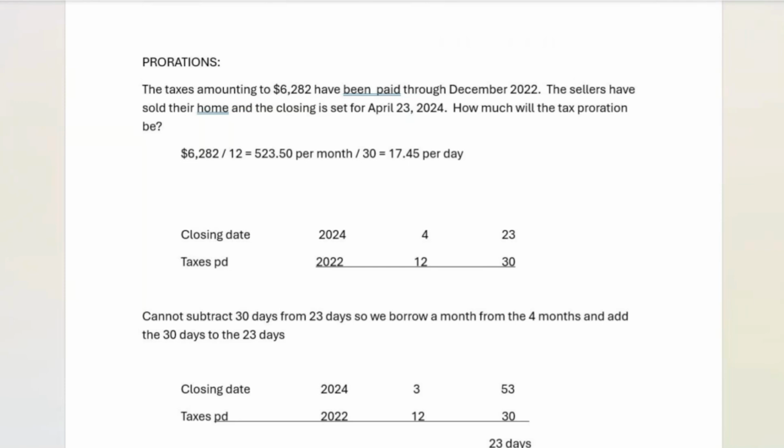Now, if you look below, we have 3 months and 53 days. It's the same amount of time. But now we can subtract the 30 days from the 53 days. That will give us 23 days.